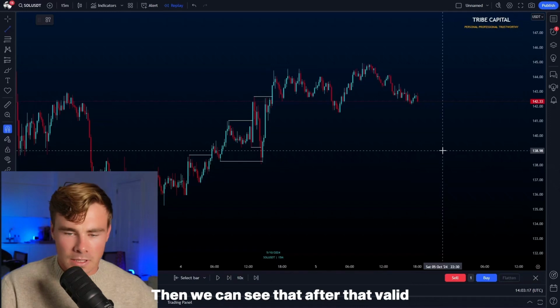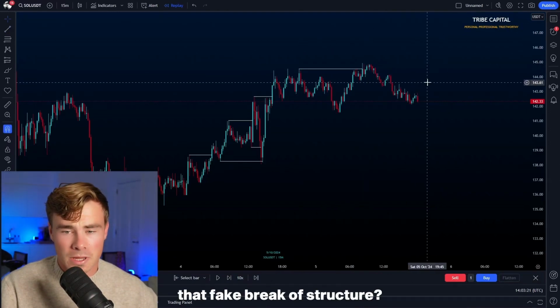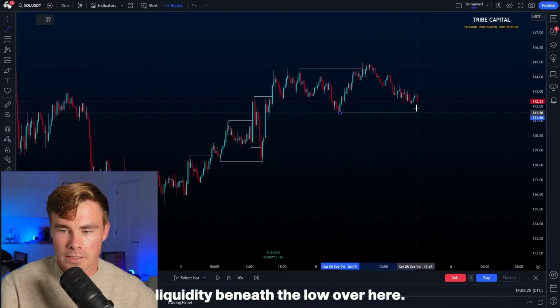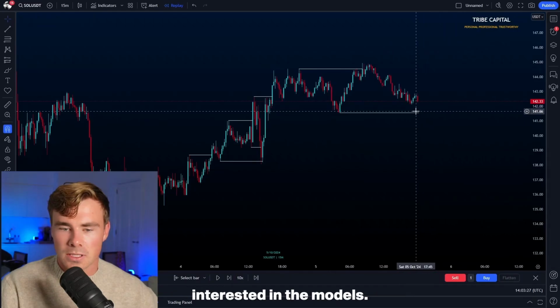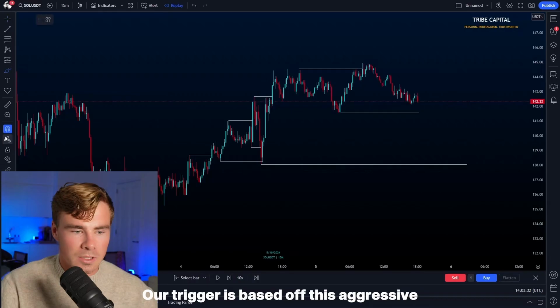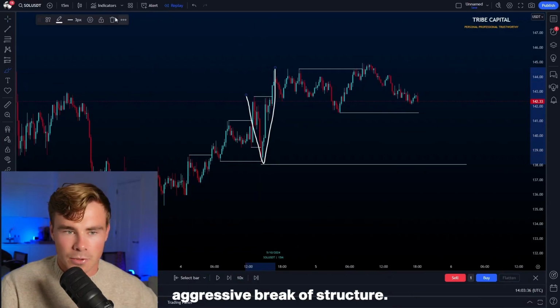Then we can see that after that valid break of structure, we put in a fake break of structure over here. What are we doing with that fake break of structure? We are engineering liquidity beneath the low over here. Now this is where I start to become interested in longs. We have our invalidation over here. Our trigger is based off this aggressive liquidity sweep and this aggressive break of structure.